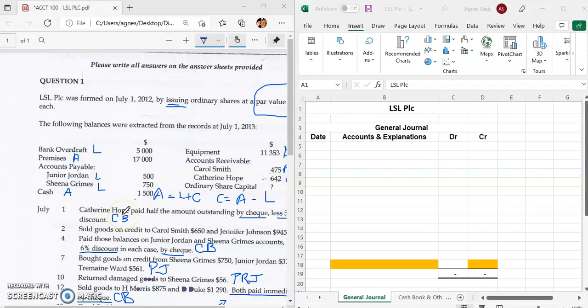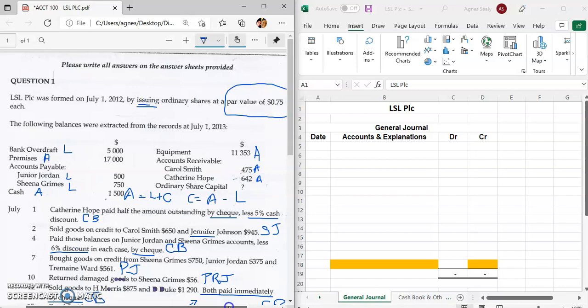Welcome back. This is part 2 of our series dealing with LSL Plc, our example question. In our previous video, we would have looked at our transactions and gone through all of them, and made a determination of which book of original entry to place these transactions in. So now we are going to move over to our spreadsheet where we are going to start journalizing our transactions in the books of prime entry.